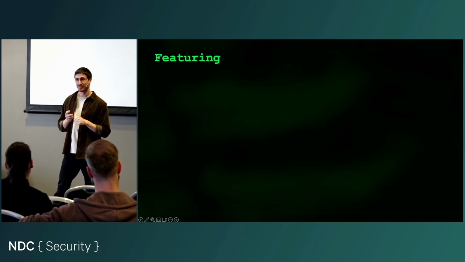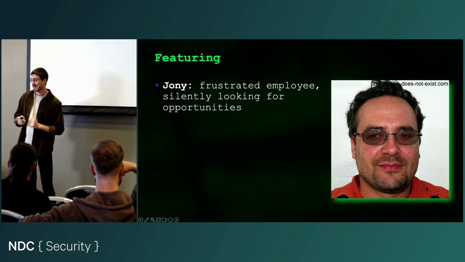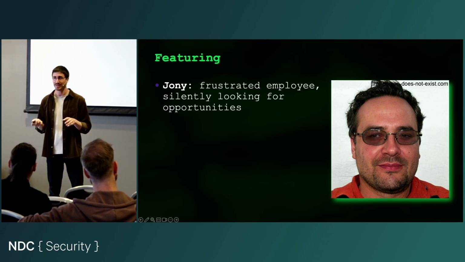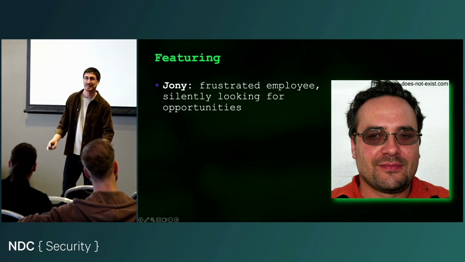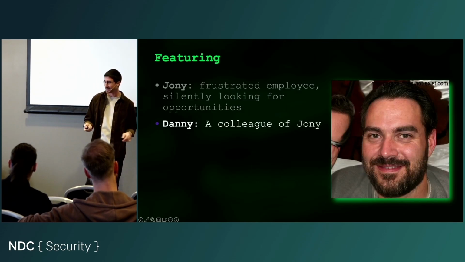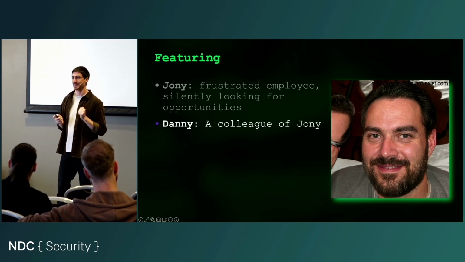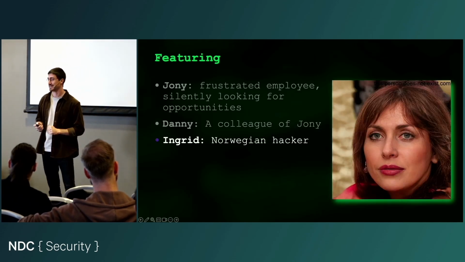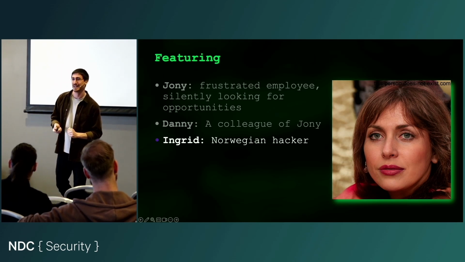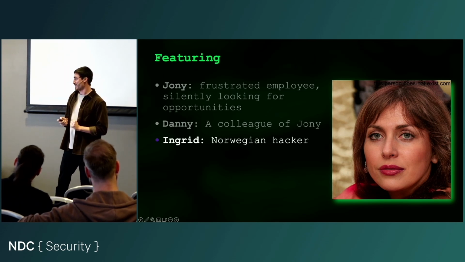We have a couple of characters in this demonstration. The first one is Johnny. No H, single N. He is a frustrated employee who works for a certain organization, and he is silently looking for job opportunities outside of the organization. There's his colleague, Danny, and we have the hacker, Ingrid. She's Norwegian. She was born and raised in Oslo, and I always like to name the attackers after receptionists in hotels. So this is her.